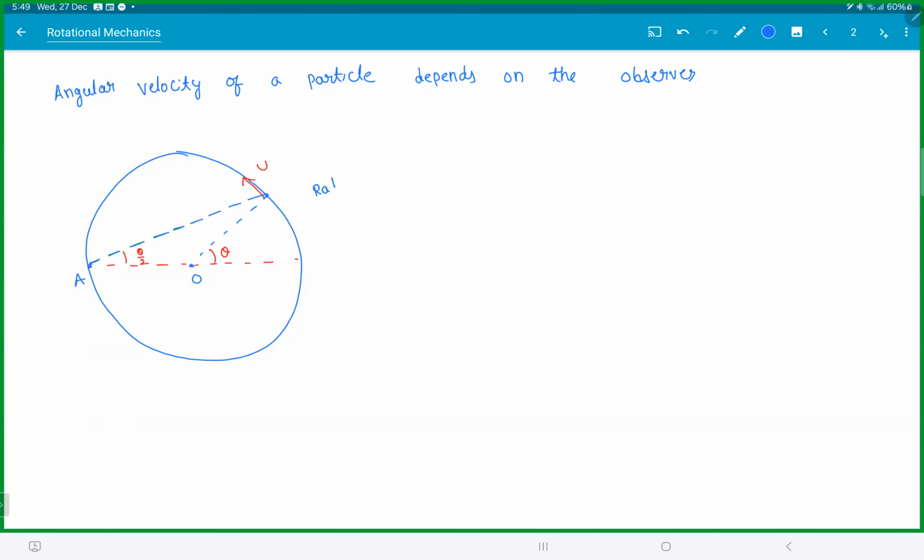Radius is r. So if you ask O, what is the omega of the particle? Omega with respect to O was u by r, which is d theta by dt. But if I ask you the angular velocity with respect to A, it is d by dt of theta by 2. Every time it rotates theta in O's frame, A will think it has rotated only half the angle. So this is half of the angular velocity with respect to O. Did you see? The angular velocity changes depending on where you are. This is the angular velocity of a particle.